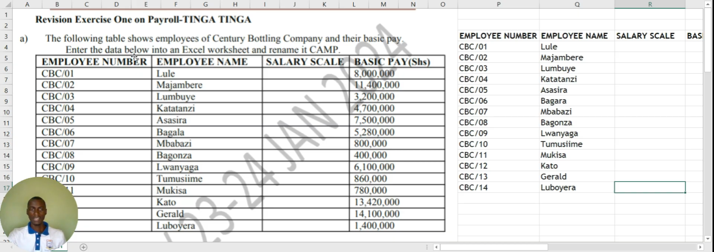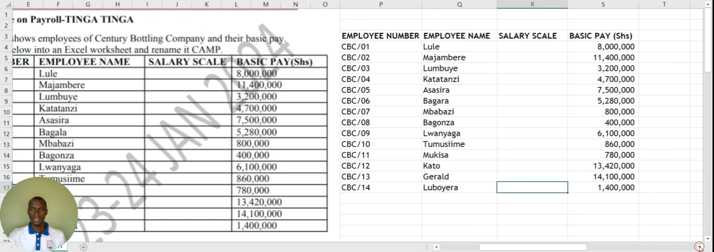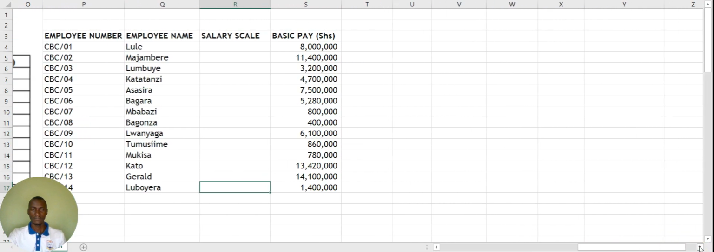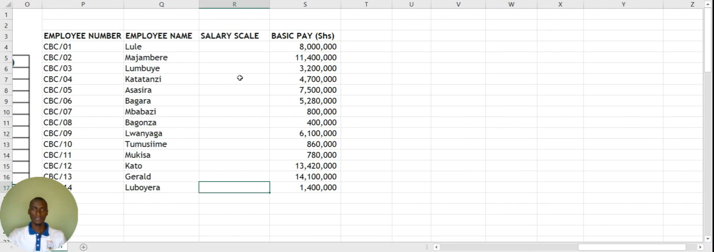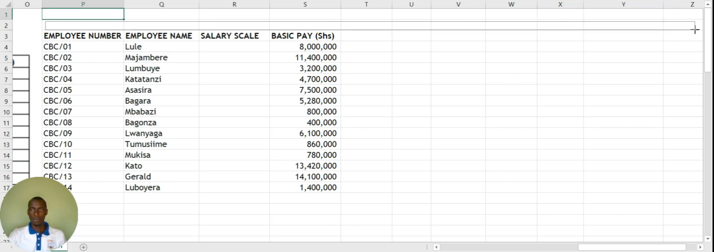So enter the data below into an Excel worksheet. That is part A, and this is our data which we have already: the employee number, the employee name, the salary scale, and then the basic pay. Let me insert a suitable heading, but we have been told to use a text box. So you click on insert, then text box.